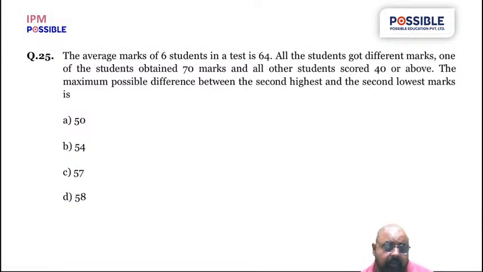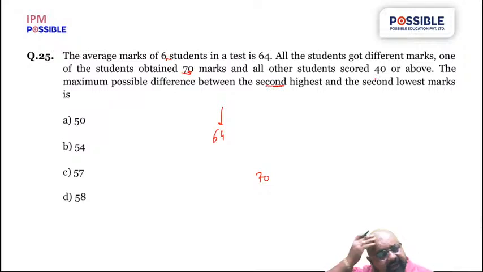Next, the average marks of 6 students is 64. All the students got different marks. One of them obtained 70 and all the others scored 40 or above. The maximum possible difference between the second highest and the second lowest marks is?